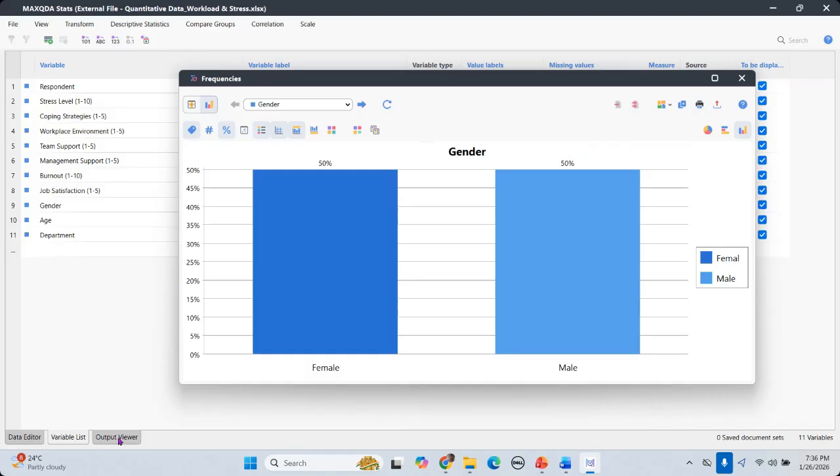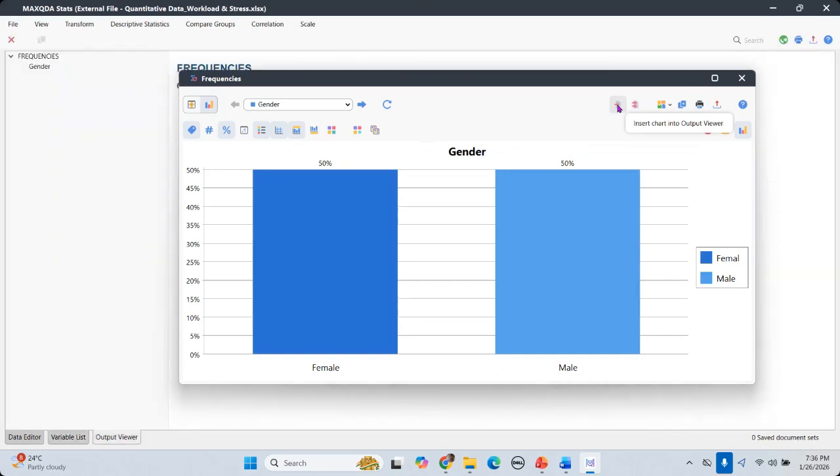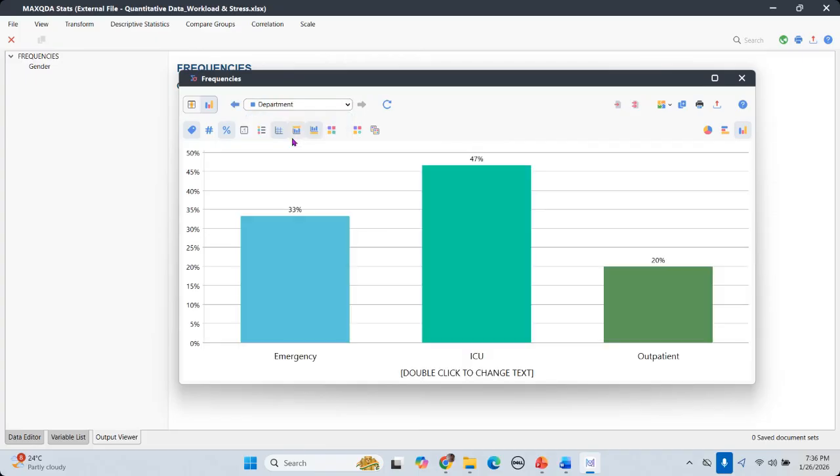Look at the bottom of the window, we have output viewer. If I click here, it will go to my output viewer. Now, come to the right side, top of the ribbon bar. Right now, we are seeing the gender frequency chart. We also have one more variable, department. You can see here, we have two variables. At a time, we have prepared the frequency table for the two variables, gender and department. Now, let me go with the department wise.